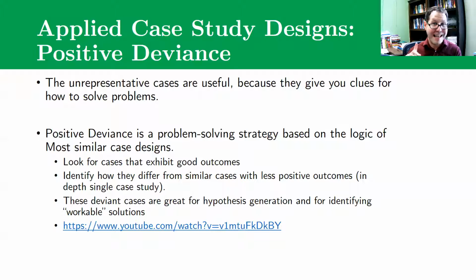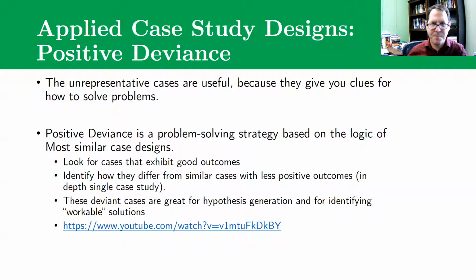Positive in that we're getting a good outcome, right? The thing that we're looking for, the thing that we want. And deviance, it's not behaving the way that we normally would expect it to behave. Something about that family was breaking with the normal pattern. And so the idea is you go to that family and you try to analyze them and figure out, what are they doing different from all their neighbors?